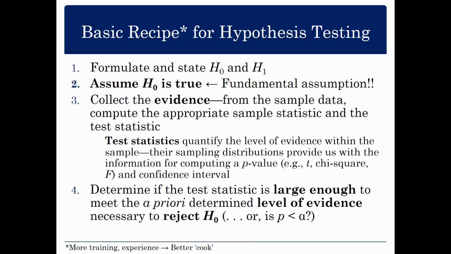Don't just go into an experiment, do a test, and see what the p-value is, and then go, okay, the p-value is 0.04, so I want my alpha level to be 0.05. Or maybe it's 0.051, so I want my alpha level to be something a little bit higher so I can claim that this is a statistically significant result.